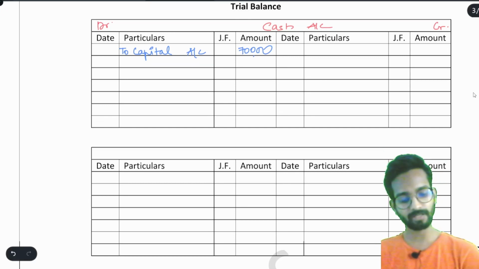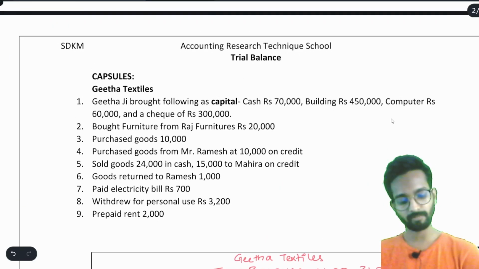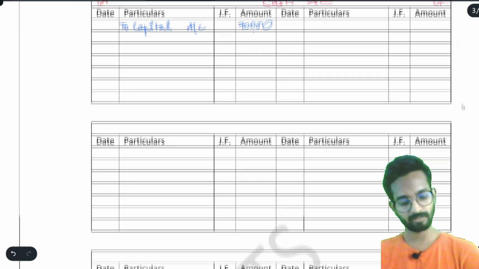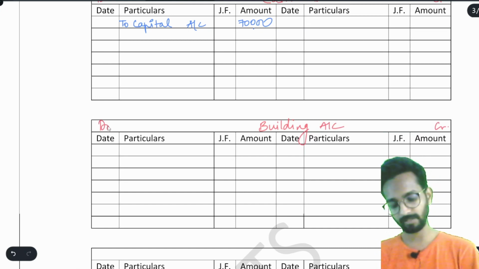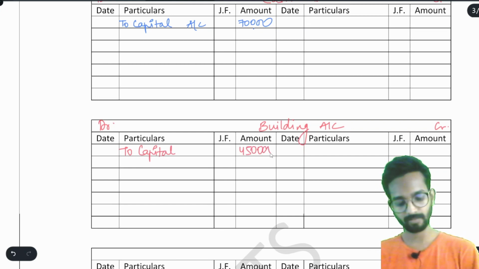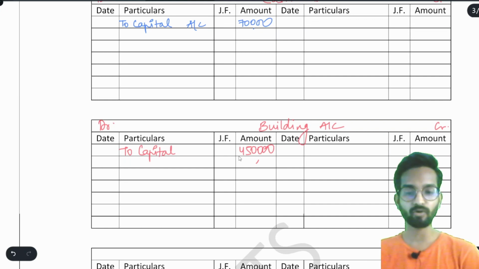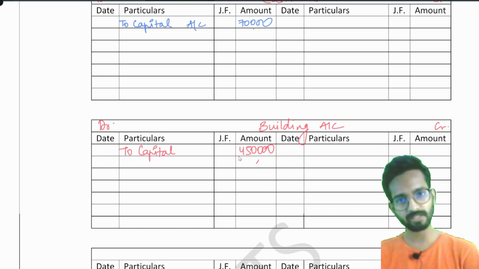After that, what does it bring? They bring building, computer and check. Building 450. Building account to capital 4,50,000. Remember, we cannot write the closing balance now. Okay, we will complete all the journal entries, then we will close all the accounts. Building account is 4,50,000. After that, what was there?